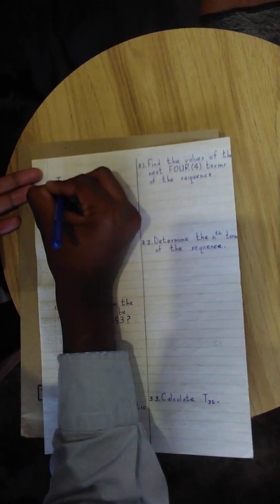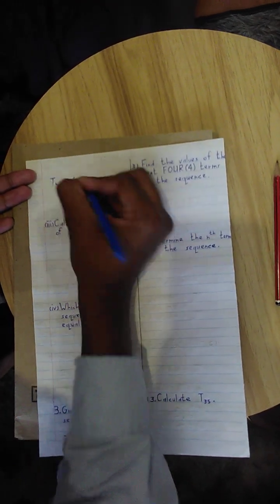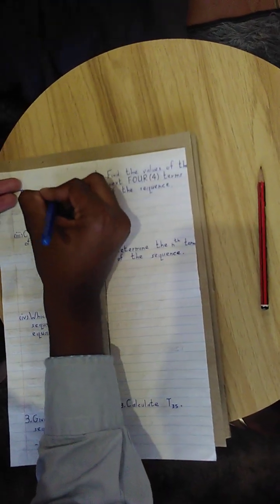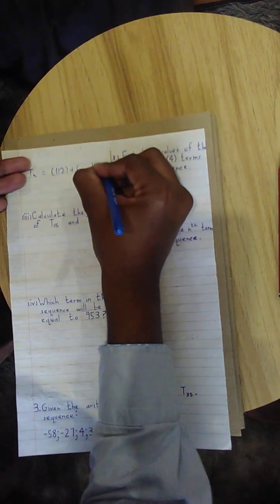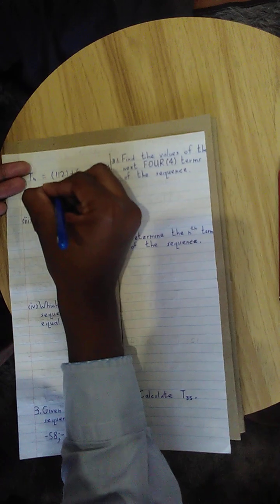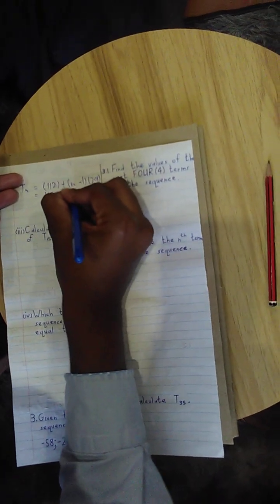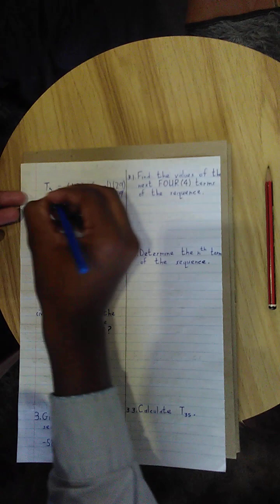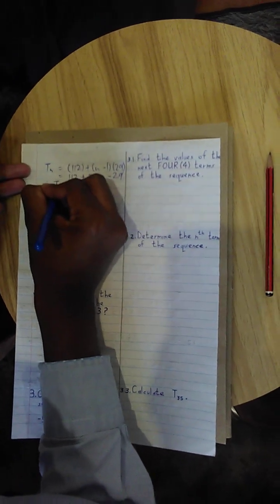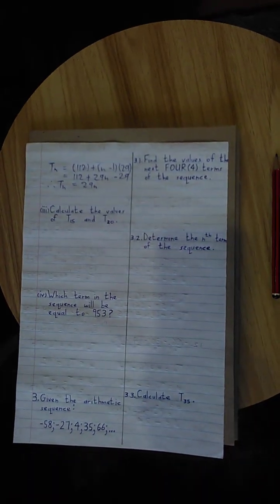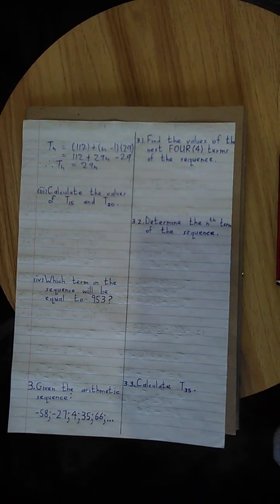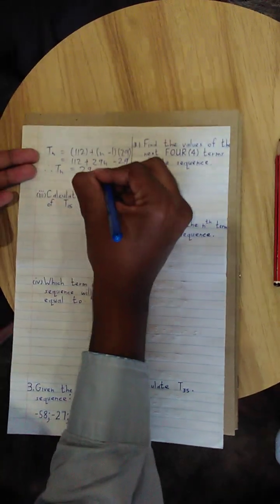So we have Tn is equal to a, which is 112, plus n minus 1 times 29. So it's 29n plus 83.